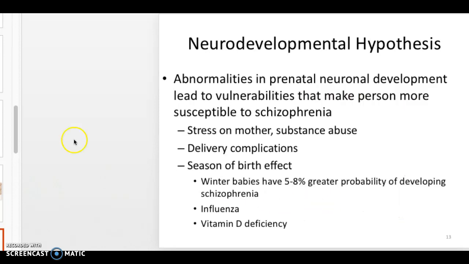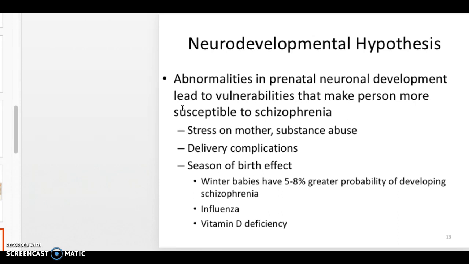Another piece of evidence for the neurodevelopmental hypothesis is that people believe that abnormalities in the prenatal neuronal development can lead to the vulnerability. We have seen correlations with maternal stress and substance abuse, delivery complications, as well as this really interesting season of birth effect. There's a small but significant effect of when you're born. Babies who are born in the winter tend to have a greater probability of developing schizophrenia.